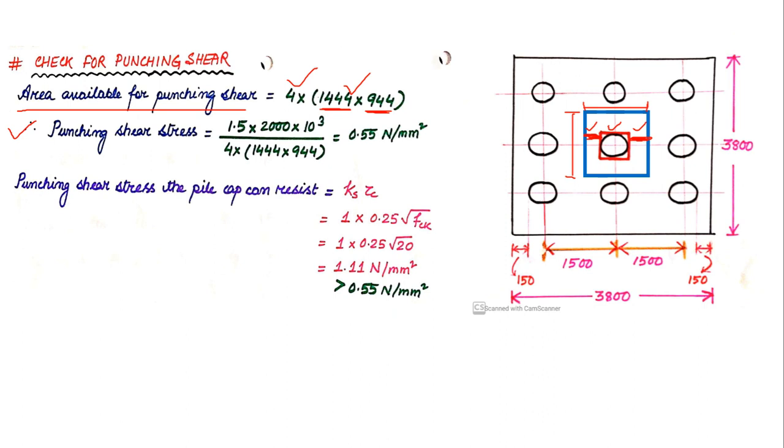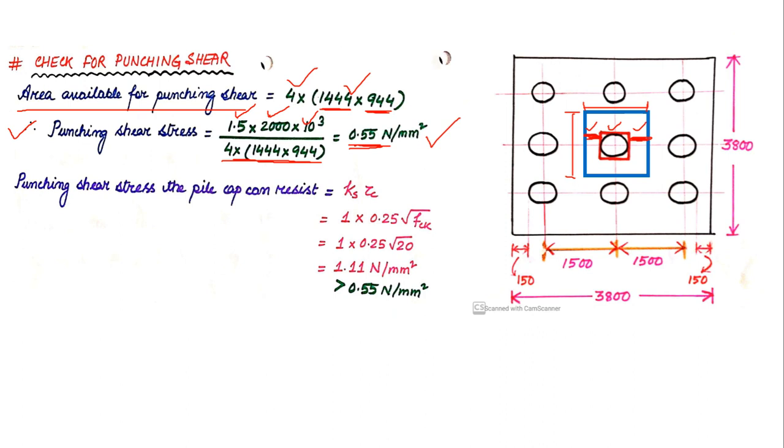So I have a load of 2000 kilonewton, which is the axial load coming into the column, and I multiply it with a factor of safety of 1.5, and then I multiply it with 10 to the power 3, so that my load is in Newton. At the bottom I have the area resisting the punching shear. If I solve this, I will get the punching shear stress acting on the pile cap as 0.55 Newton per mm square. So this is the punching shear stress that is acting on the pile cap.